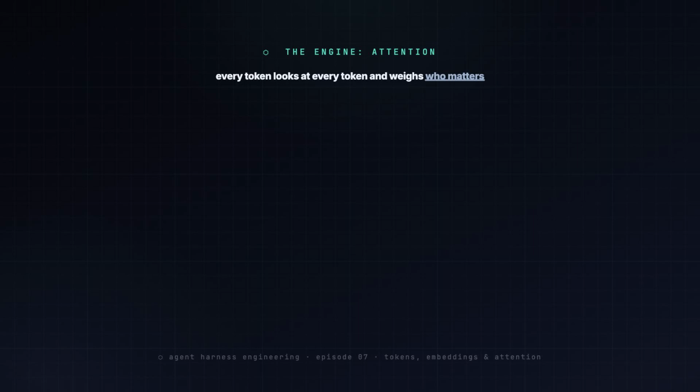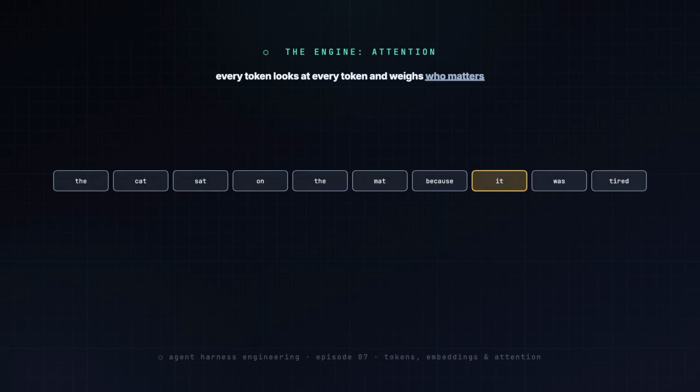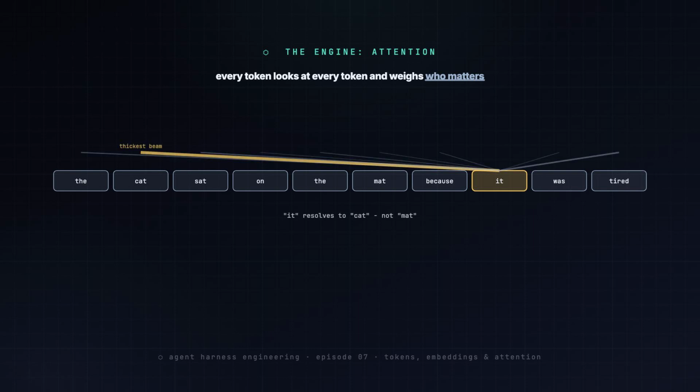Now the engine. Attention. Each token asks a question. Every other token offers an answer. And the token pulls in a blend weighted by how relevant each neighbor is. In "the cat sat on the mat because it was tired," attention is how it figures out it means the cat, not the mat. Every token, looking at every token.